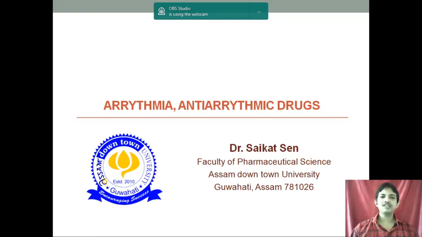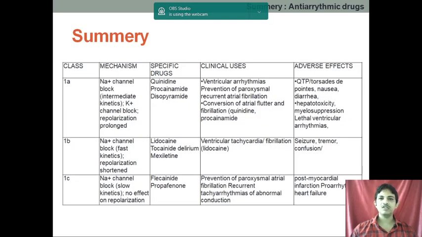Good morning. So, in summary, we'll see the defined antiarrhythmic drugs we have already discussed, and their clinical use and adverse effects. Now, class 1. The mechanism, as you already know, is sodium channel blockade with intermediate kinetics. In some cases they may also block potassium channels; there is some evidence for it, though mainly we have discussed them as sodium channel blockers.